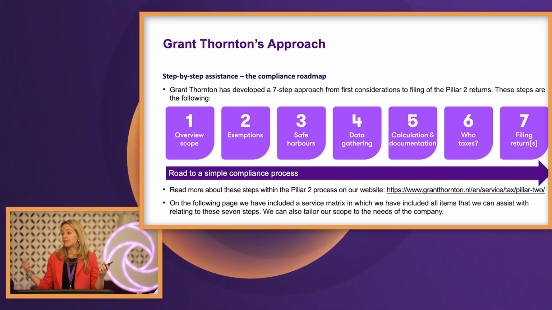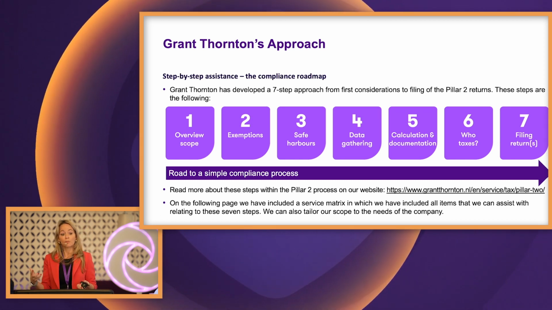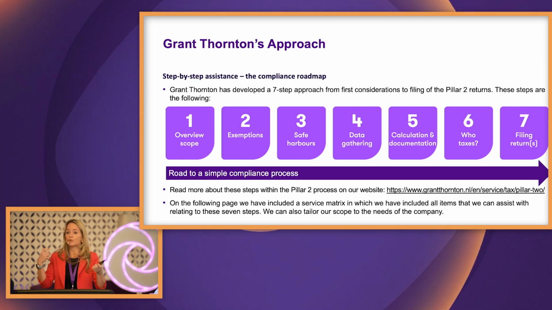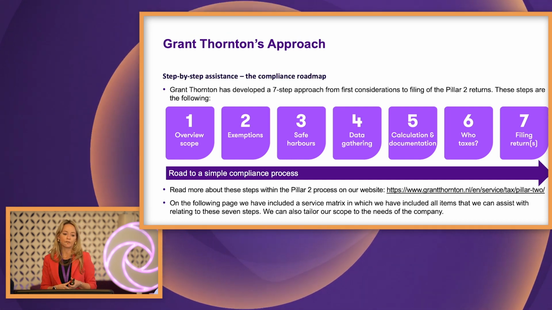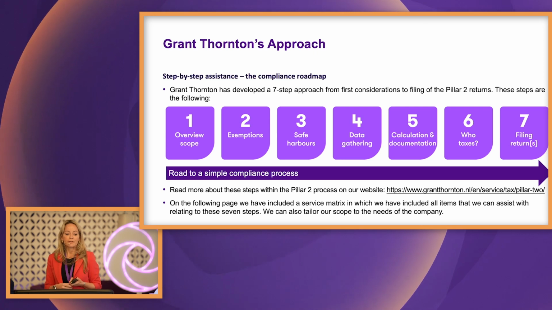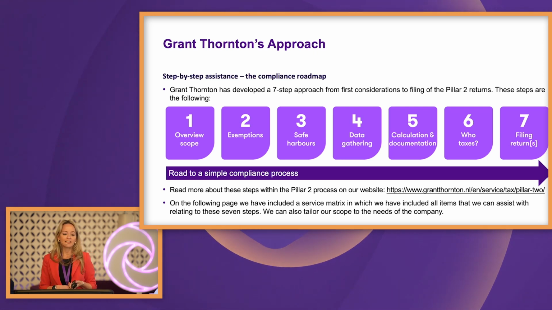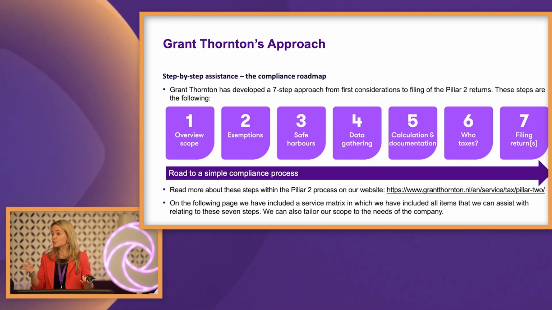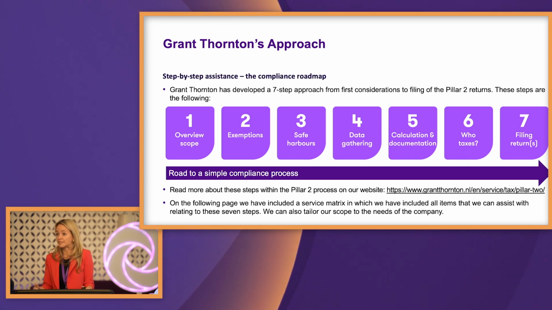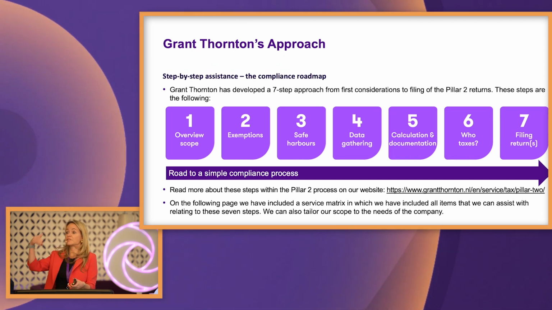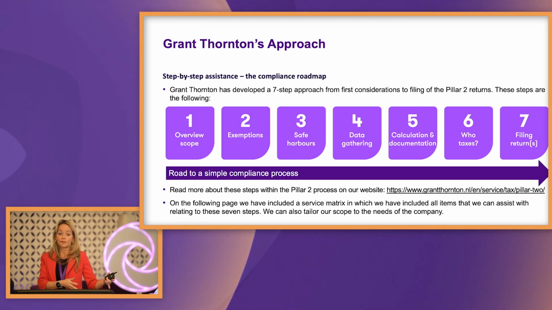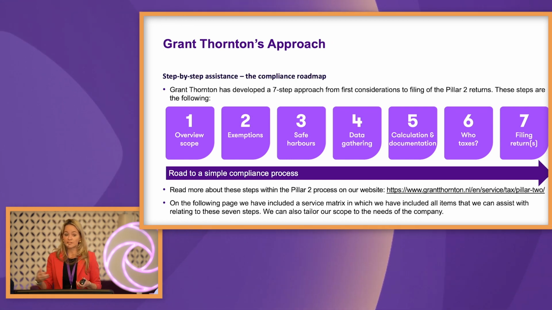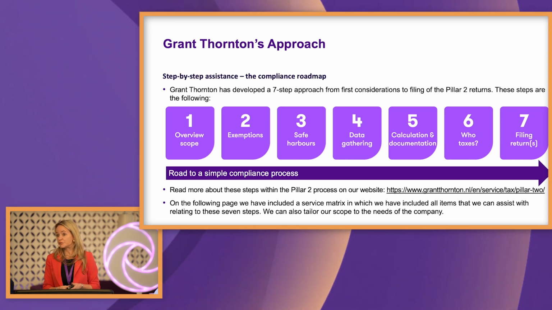And then it's up to data gathering, because then the complex thing starts where you need to gather all your data in order to calculate your ETR. Step 5 is calculating the ETR and what the top-up taxes are. Step 6 is who taxes, because we saw sometimes it's the company itself who does the top-up tax, sometimes it's the parent, and sometimes it's another group entity. And then the last step is filing the return.